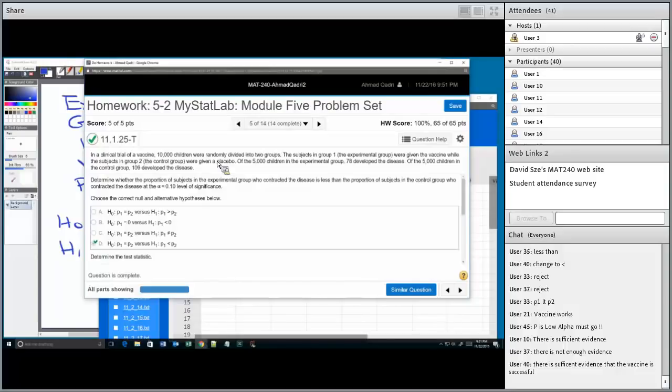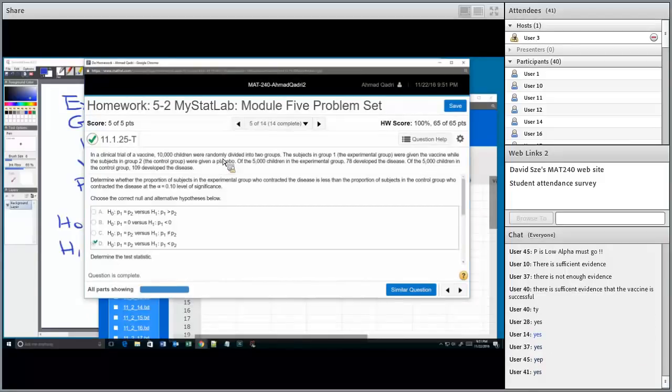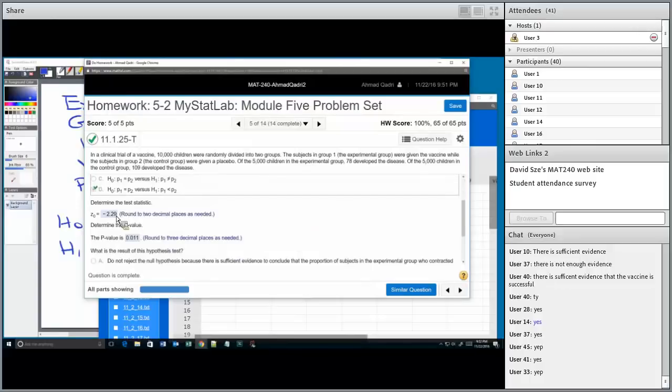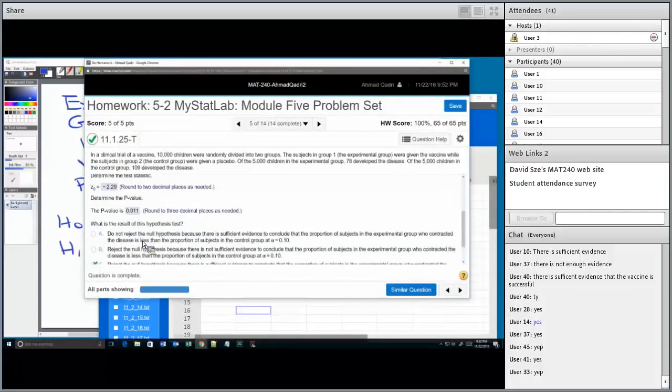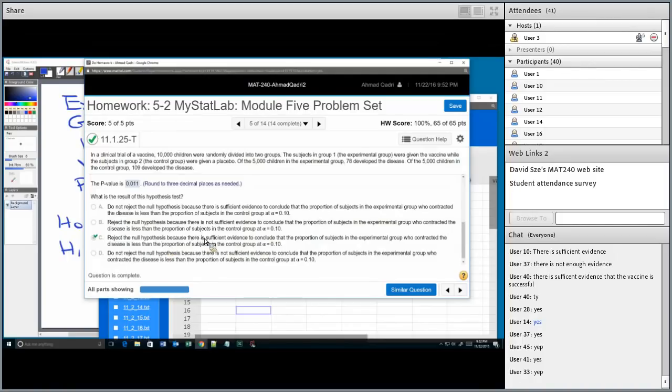Excellent. Very good. Does that make sense, everyone? Does Sandra's explanation make sense? Yes. Excellent. This is an excellent way to summarize the outcome of the test. So the test statistic is minus 2.29. That's from here. The p-value is 0.011. And we say that we reject the null hypothesis because there's sufficient evidence to conclude that the proportion of subjects in the experimental group who contracted the disease is less than the proportion of subjects in the control group at alpha 10%. Okay?